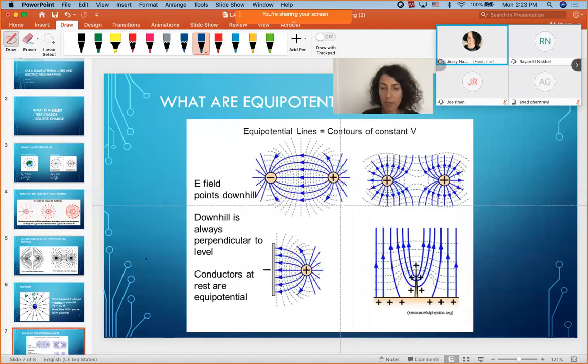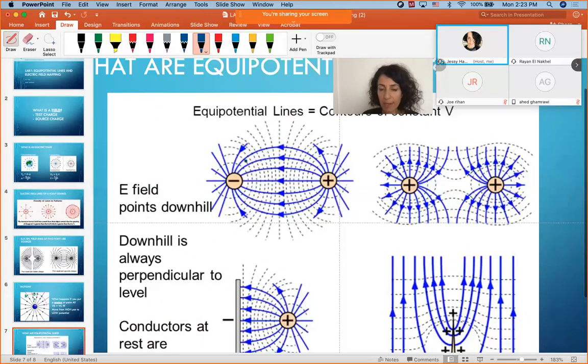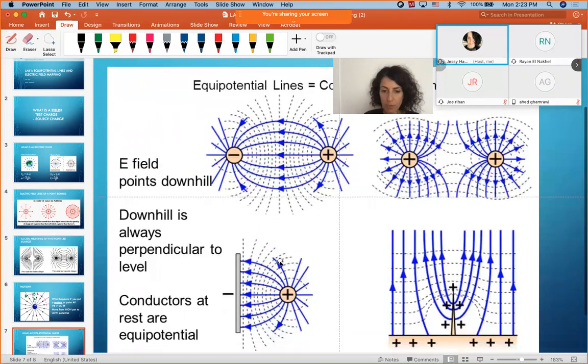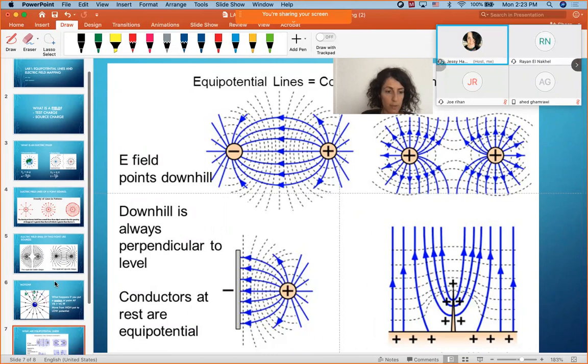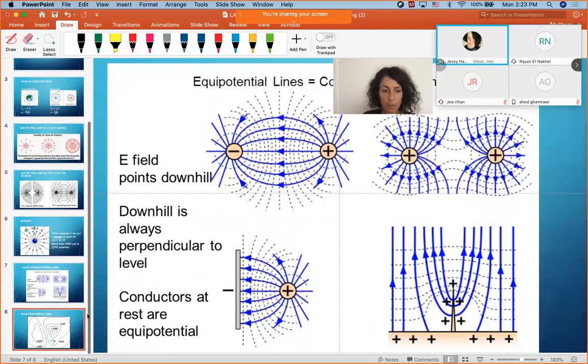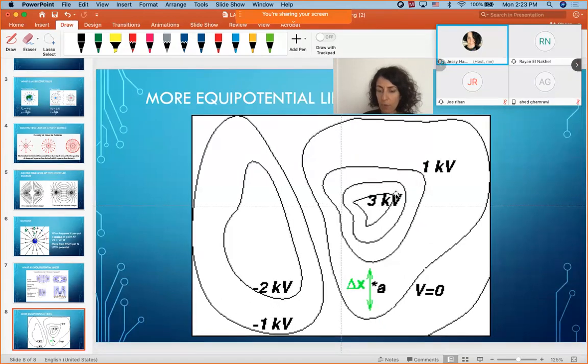These are different shapes to show you equipotential lines. The blue lines are the electric field lines, and the black dotted lines are the equipotential lines. In this case, you have two charges of the same nature. In this case, you have a surface that is negatively charged and a point-like charge. You see the electric field lines and the equipotential lines, and here as well. Okay? All right. This is also an example that shows you equipotential lines. This line is called the 3 kilovolt line, and this line is called the 1 kilovolt line.